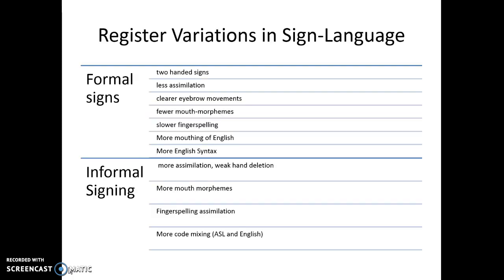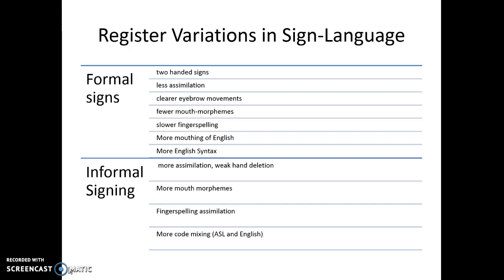As we continue looking at the pragmatics of American Sign Language, we notice that American Sign Language is not uniform. There's a great deal of variation depending on a lot of factors. One of the most important factors in variation for any language is the variation of register. Register has to do with formality. We find in ASL that formal signs and informal signs have different characteristics.